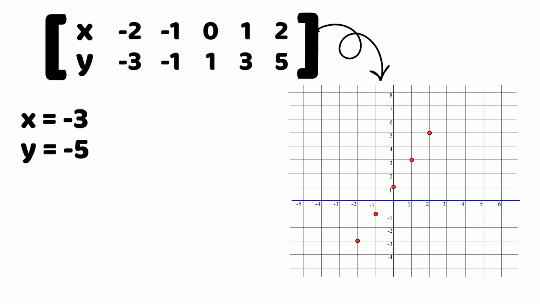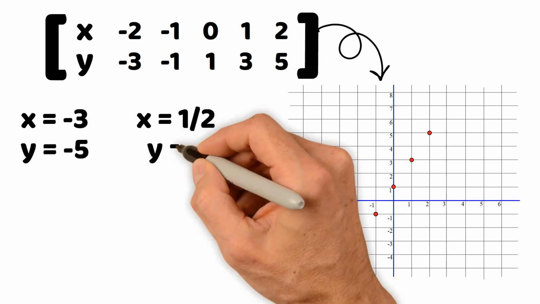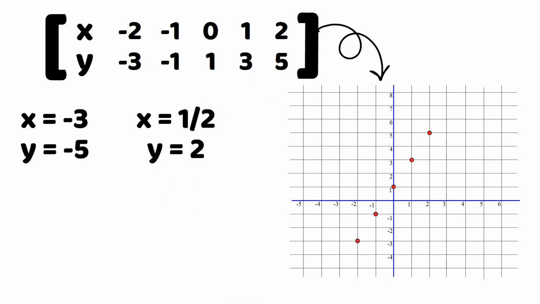In fact, x doesn't have to be an integer. We can let x be a half, which makes y 2. The points that we put in the chart are just some of the points. However, even if we plotted as many as we wanted, we get the same idea of what's going on.